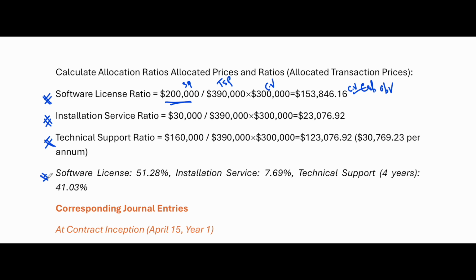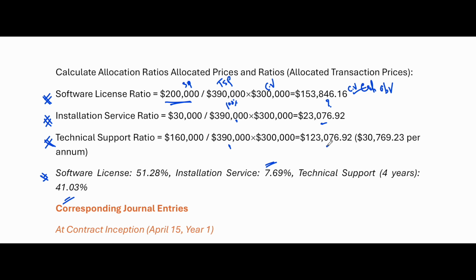Proportionate is 51.28% and 7.69% and 41.03% is for technical support. Proportionately calculated, it is very simple. This is the 100%, how much is this? And this is the 100%, how much is this? This is the 100%, how much is this? So those are the percentages.